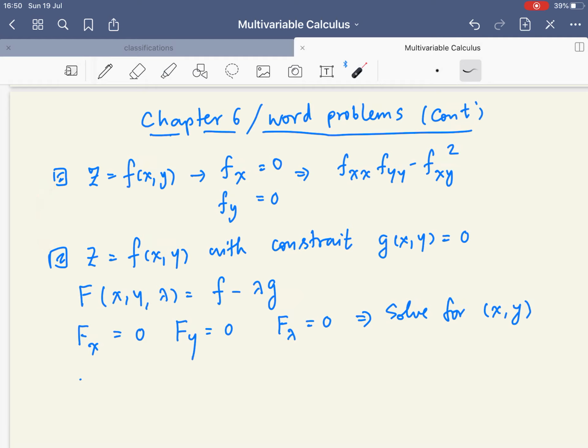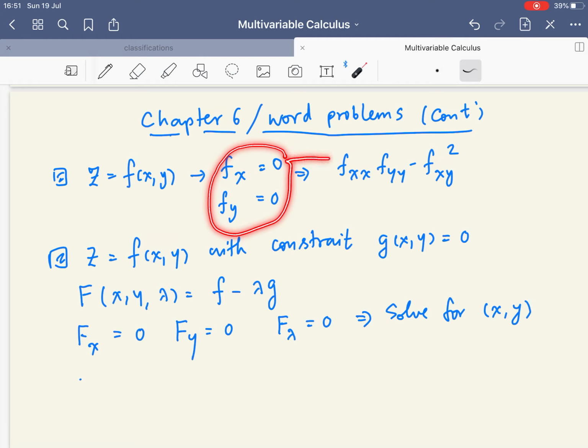The first one is that after you read the word problem, you need to construct your function f of x y, without any condition or constraint. Then you are going to find the extremum of this function. So you first find your critical values by using the first derivative, f sub x equals 0 and f sub y equals 0.